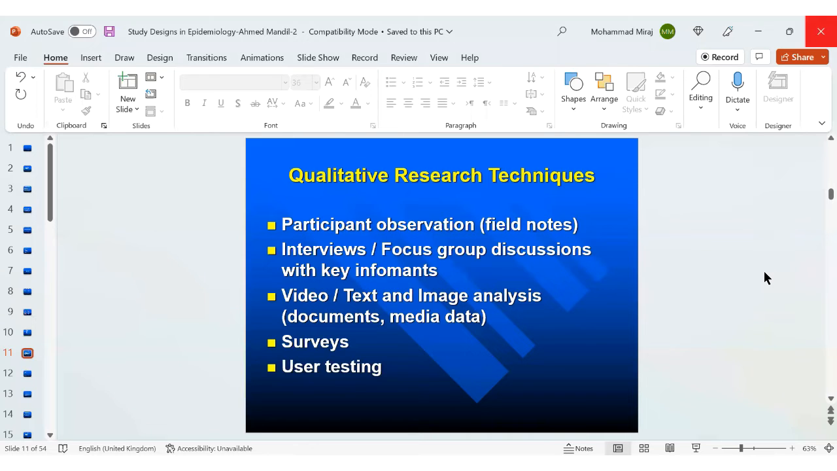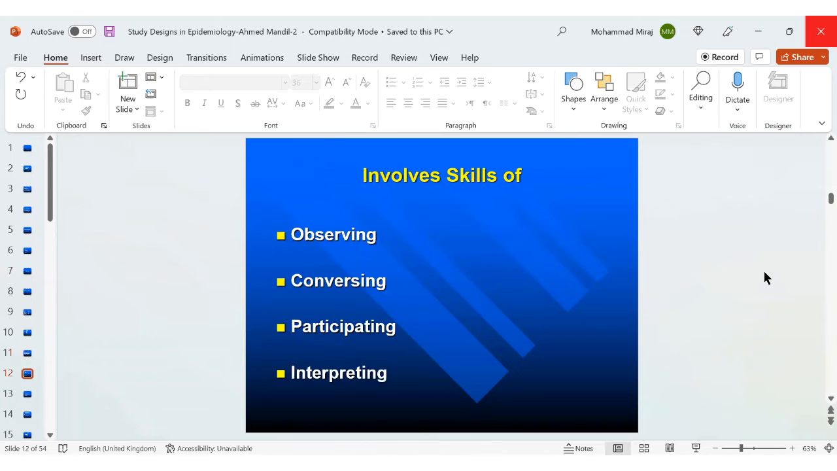Is it clear? So basically we are observing over here. For doing a qualitative study, we have to use four phenomena. We are observing the things, we are conversing with the participants. For example, I'm asking you, how did you like the class? What type of problems are you facing? What are the strengths? What are the weaknesses? If I ask about a particular class, you will give your feedback. So that is all about observing, conversing, participating, and interpreting.